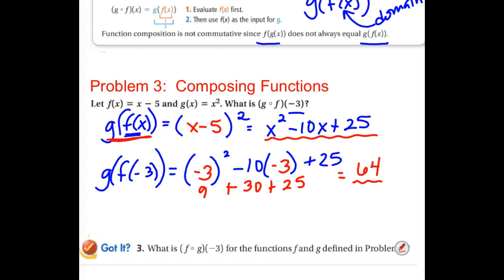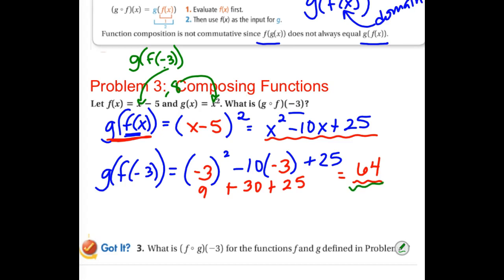Now, if we went back, I said I would show you the other option. This notation says we are going to put negative 3 into function f. We're going to figure out what that answer is, and then we're going to put that answer into function g. Okay? Well, what do we get if we put a negative 3 into function f? We get negative 8. And now if we dump negative 8 into function g, we get 64. Okay?